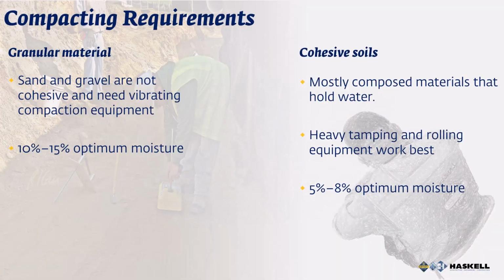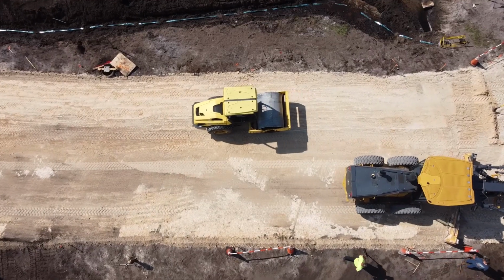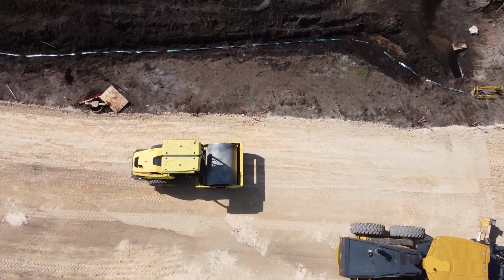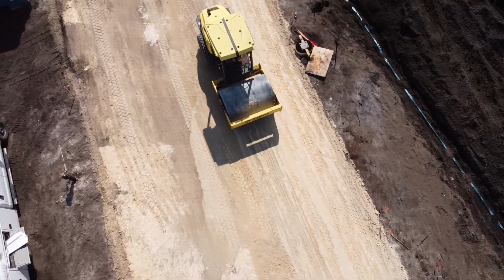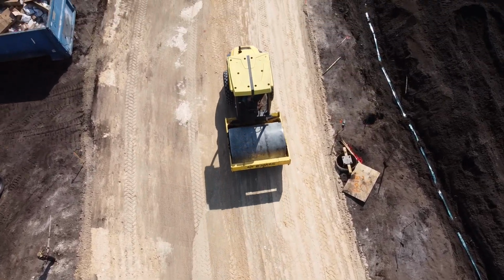Granular soils like sand require vibrating compaction equipment, while cohesive soils like clay need heavy tamping or rolling equipment. Optimum moisture content is crucial for effective compaction, with cohesive soils needing 5 to 8% moisture and granular soils requiring 10 to 15%. Compaction should not be done during rain or snow. In fill areas, uniform thickness and installation per project specifications are important for effective compaction.